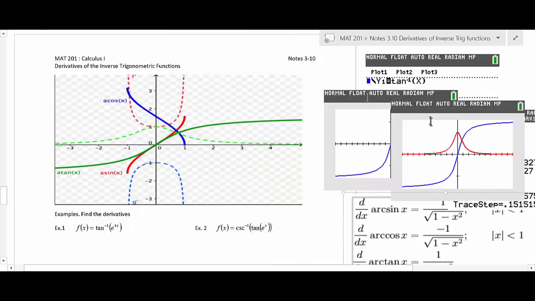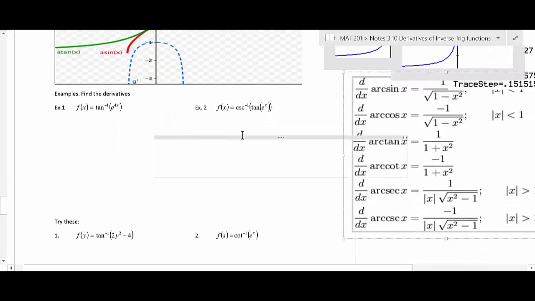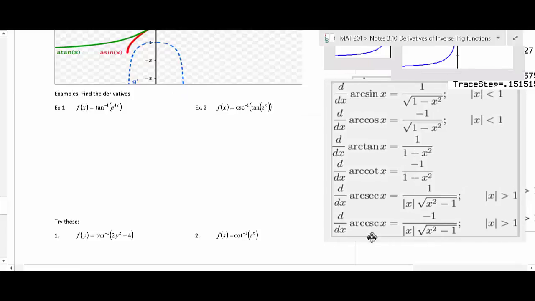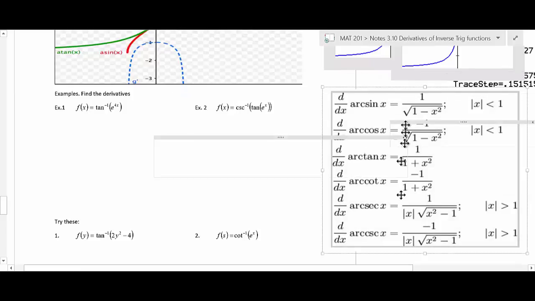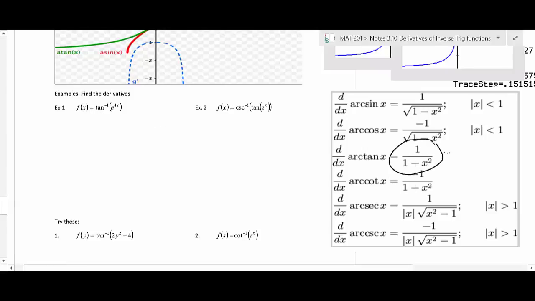Okay, so let's do some derivatives then. And I'm going to refer to this. I don't know if this is on your handout on a different page, but those are your derivatives right there. So we're just going to refer to these as we go through these. Okay, so to begin with this one, if we do a derivative of an inverse tangent, you're applying that formula right there.